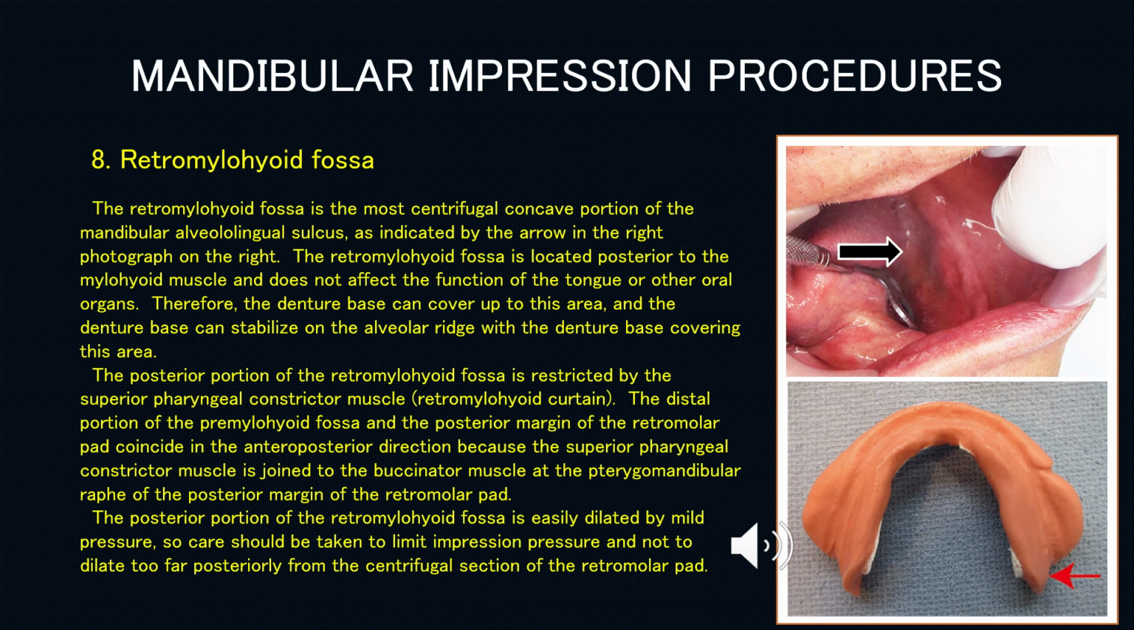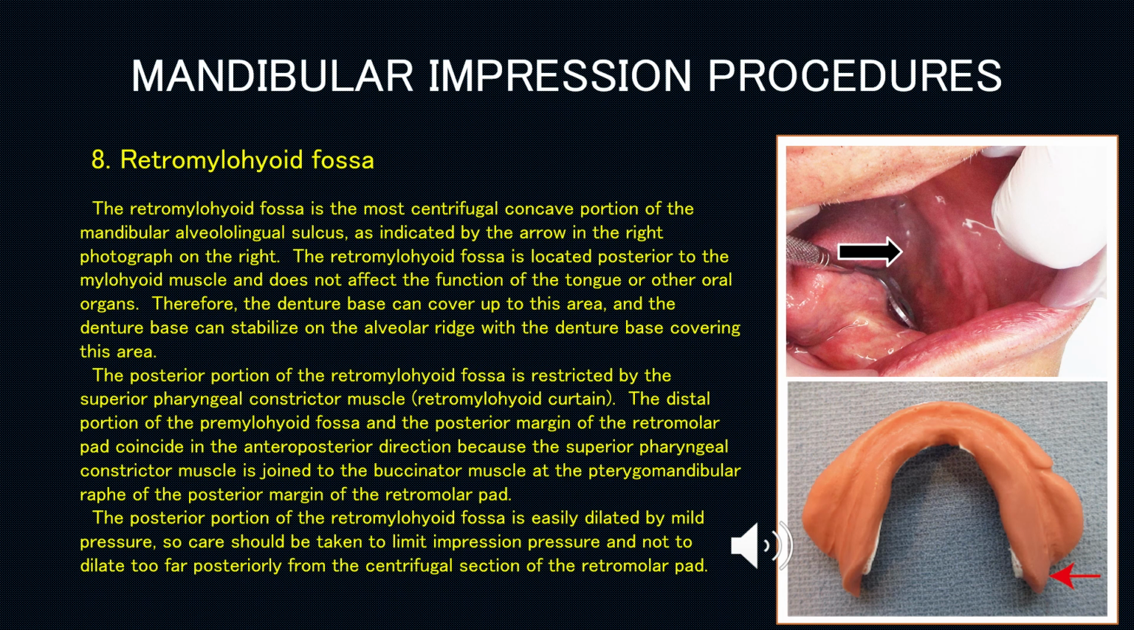The posterior portion of the retromylohyoid fossa is restricted by the superior pharyngeal constrictor muscle, the retromylohyoid curtain. The distal portion of the retromylohyoid fossa and the posterior margin of the retromolar pad coincide in the anteroposterior direction.